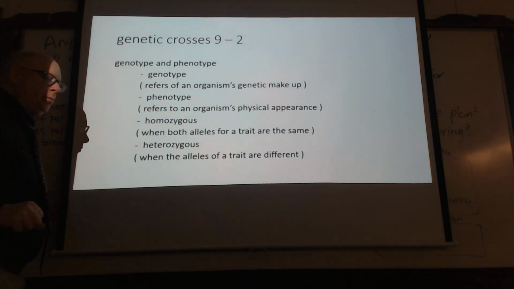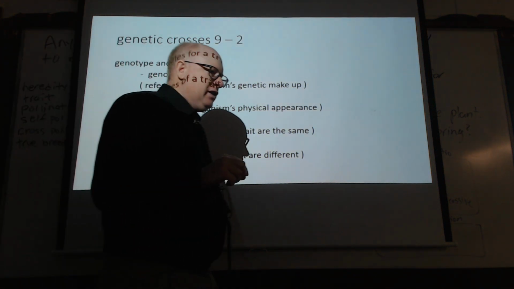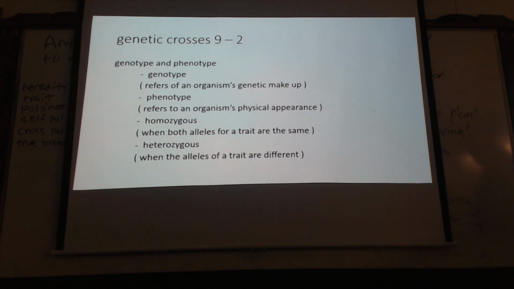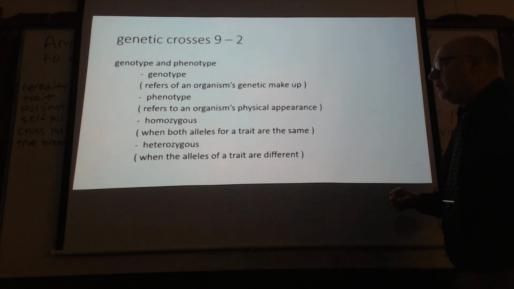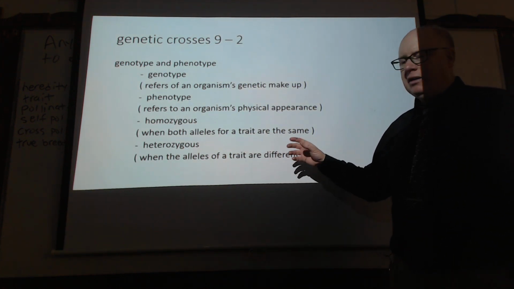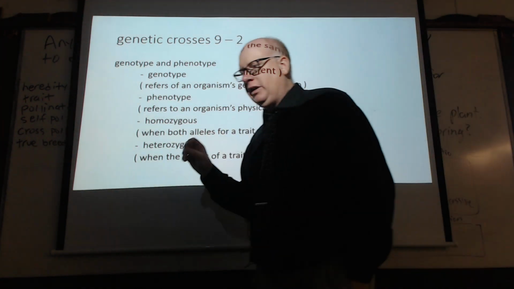And then homozygous just refers to the alleles. They're the same. They can be two capital letters, they can be two lowercase letters. So it's homozygous dominant or homozygous recessive. And then finally, heterozygous would be an allele of each trait, a capital letter and a lowercase letter.